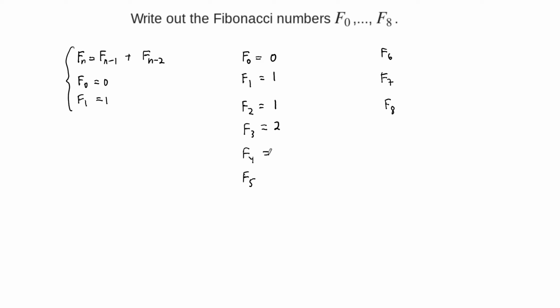Now, this is not hard, right? But you can see how the progression works now. f4 is the sum of the previous two, so that's 2 plus 1, that's 3. f5 is going to be equal to 3 plus 2, so that's 5. f6 is now the sum of 3 and 5, so that's 8. f7 is 5 plus 8, so that's 13. And the next one is 21, and then this pattern will continue forever, right? So these are the Fibonacci numbers.